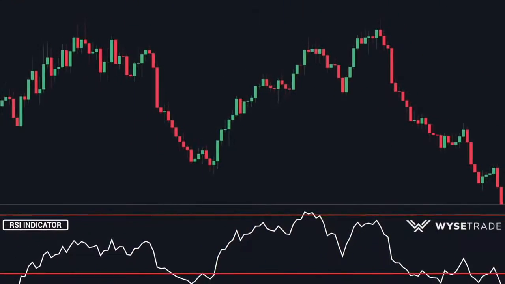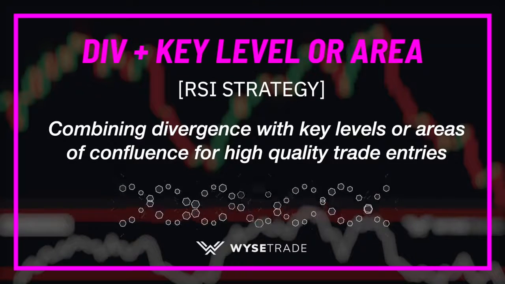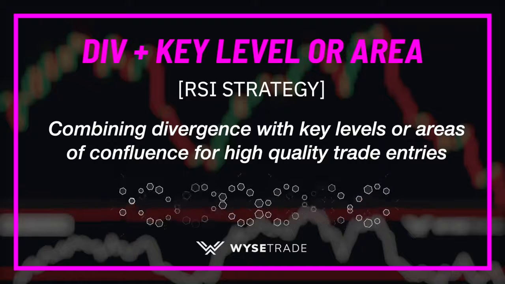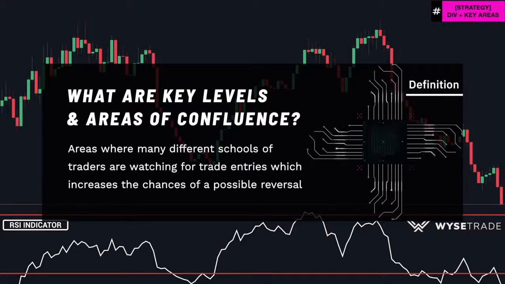So the foundation of this strategy is combining divergences with key levels or areas of confluence for high quality trade entries. As a quick recap, key levels or areas of confluence are areas where many schools of traders are watching for possible trade entries, which increases the chances of a possible reversal. Again, if you need a refresher, check out our past videos.